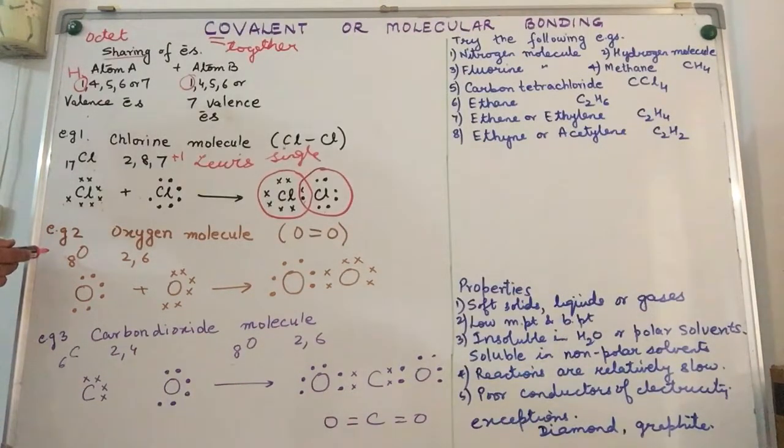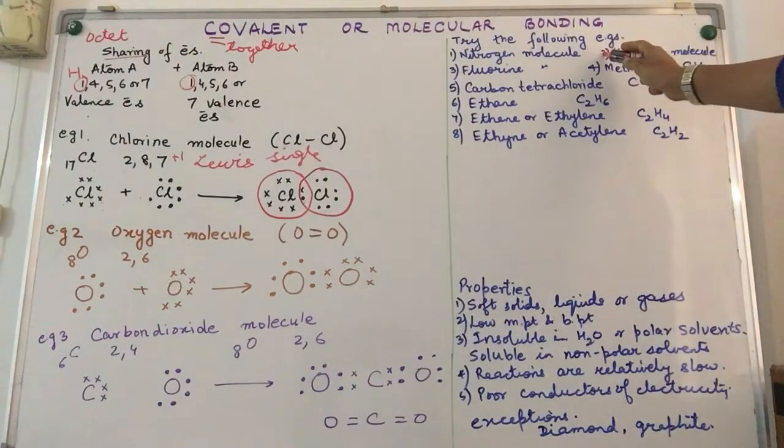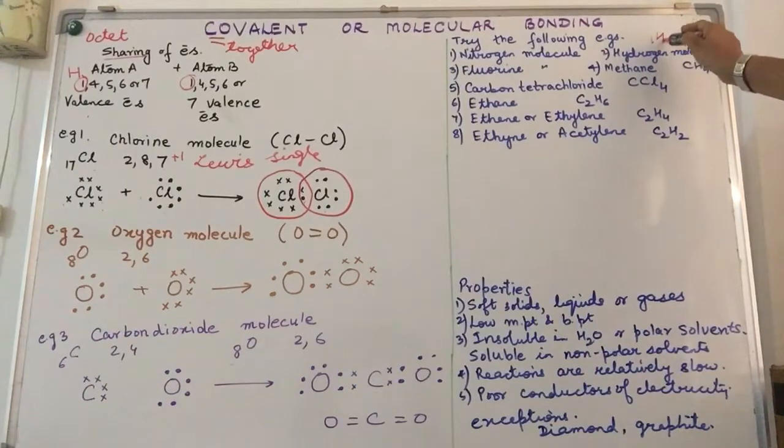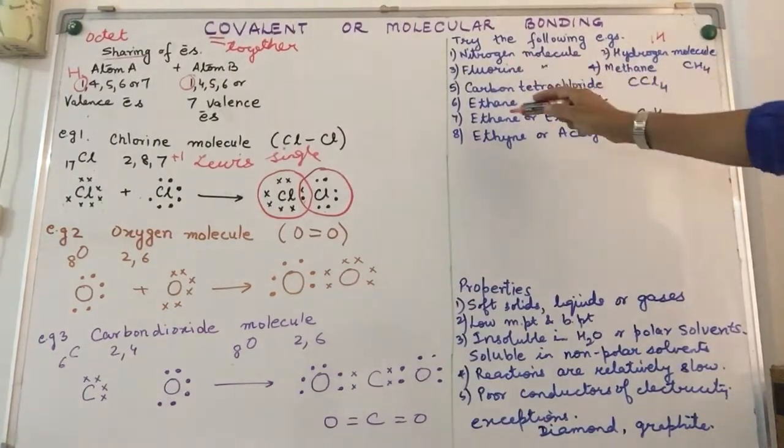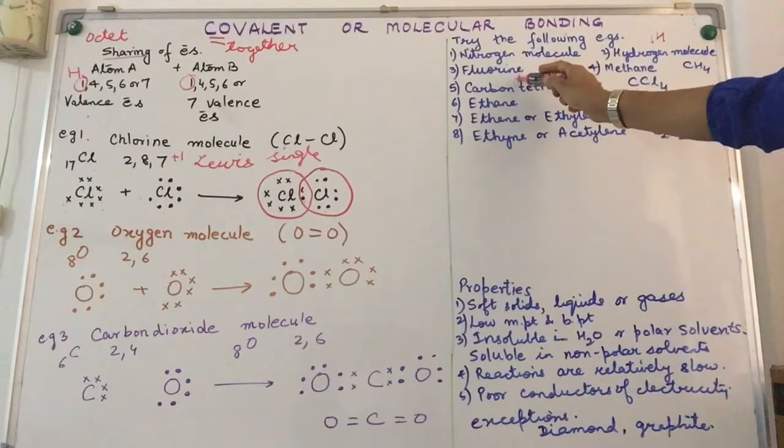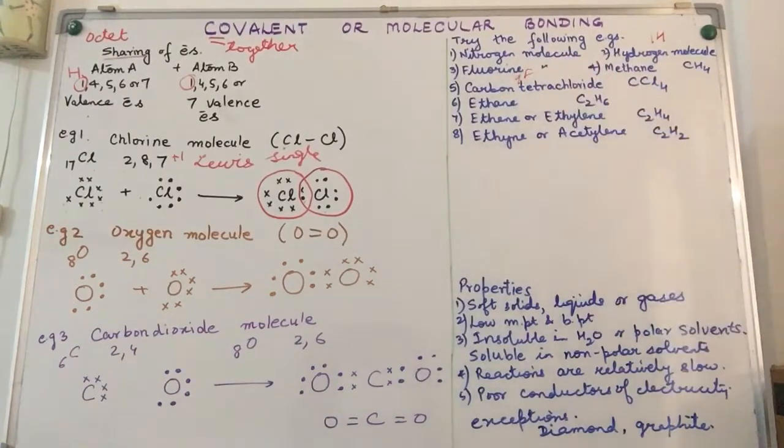Let's come to the second example. If you want, with the chlorine molecule, you can also pause the video and try the example of hydrogen molecule, where the atomic number of hydrogen is 1, and fluorine molecule, where the atomic number of fluorine is 9. A simultaneous practice will help you to embed this concept very well.